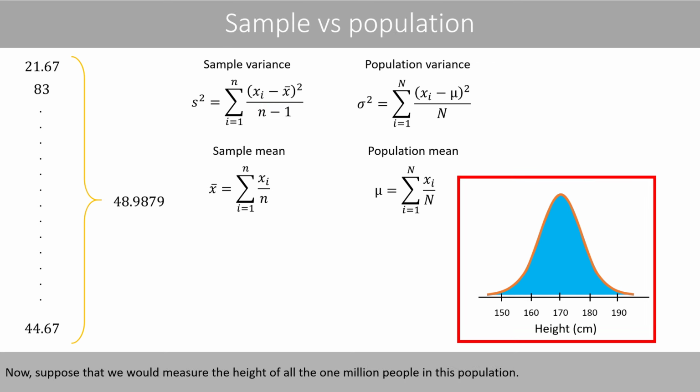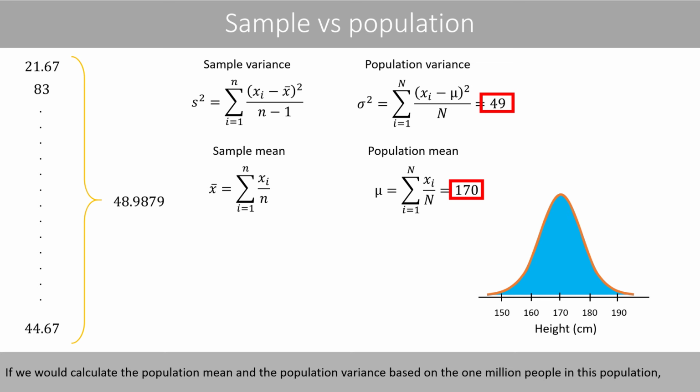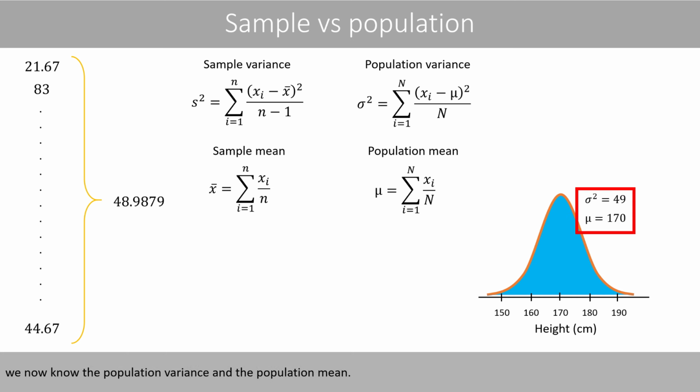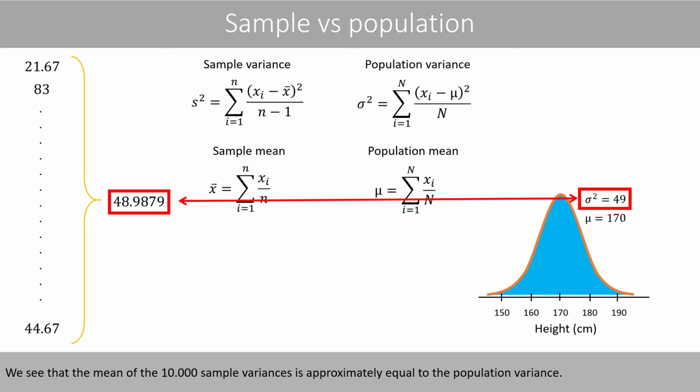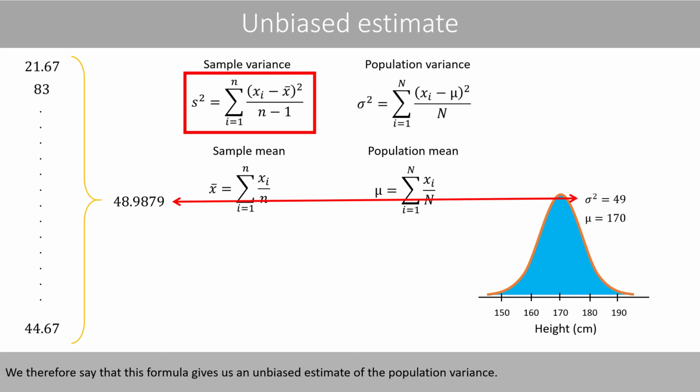Now, suppose that we would measure the height of all the 1 million people in this population. If we would calculate the population mean and the population variance based on the 1 million people in this population, we now know the population variance and the population mean. We see that the mean of the 10,000 sample variances is approximately equal to the population variance. We therefore say that this formula gives us an unbiased estimate of the population variance.